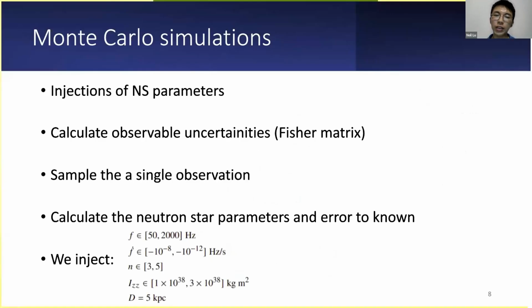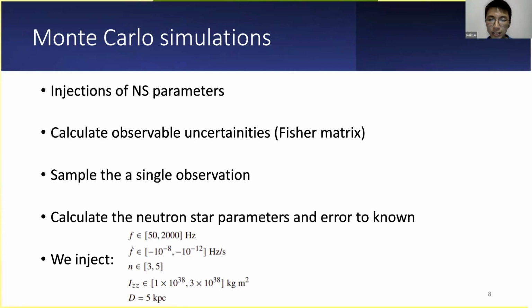So what we did is we performed some Monte Carlo simulations. We considered an individual neutron star with some parameters that we think are physically reasonable. We calculate the uncertainties of the observables, parameterized by a Fisher matrix. And we sample an individual observation as drawing from a Gaussian centered around the known injected parameters with some width parameterized by the uncertainties. And then we repeat this over and over again.